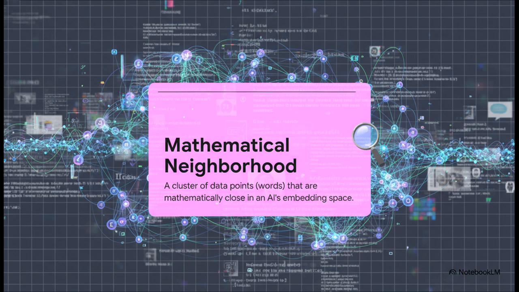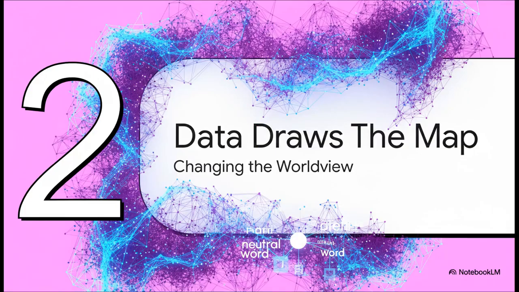So, what decides who your neighbors are? It's one thing and one thing only: shared context in the training data. Words that show up in similar sentences get pulled together. Okay, and this is the crucial part. The model doesn't draw this map itself. The data draws the map for it. And to really see this in action, let's just take one word and watch how its location and its whole purpose inside the model can totally change.